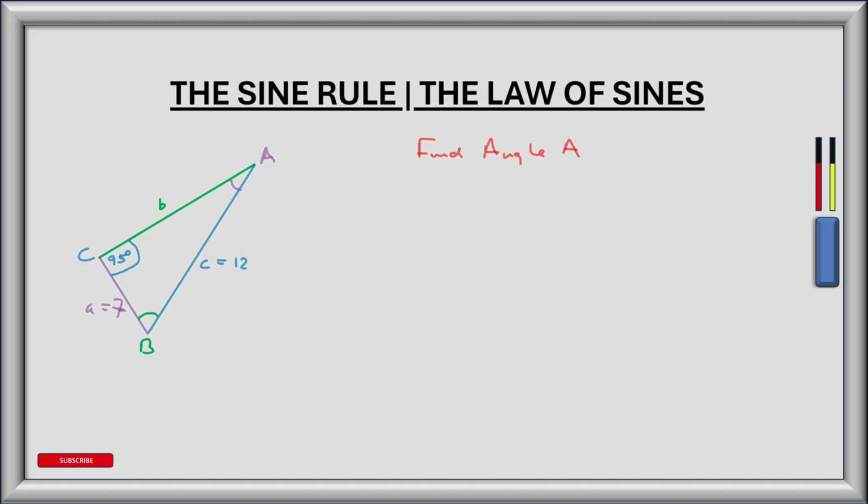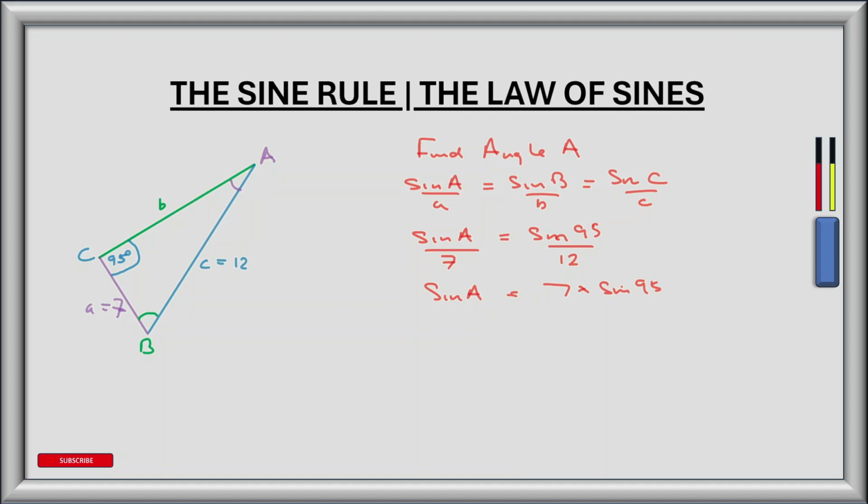Because we're finding an angle, we need to use the form of the sine rule which looks like this: sine of the angle A divided by the length of side a is equal to sine of the angle B divided by the length of side b is equal to sine of the angle C divided by the length of side c. We're trying to find the angle A. So sine A divided by 7 is equal to sine of the angle C, which is 95 degrees, divided by the length of side c, which is 12. So the sine of angle A is equal to 7 times the sine of 95 degrees divided by 12.